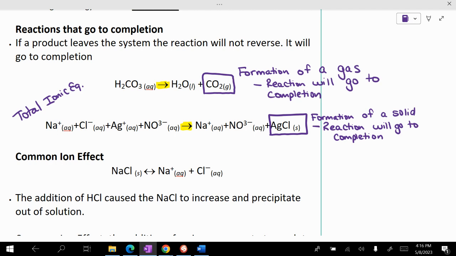So two ways for a reaction to go to completion is if the reaction forms a gas or if the reaction forms a precipitate, a solid. Then you will not have those products to reform reactants.